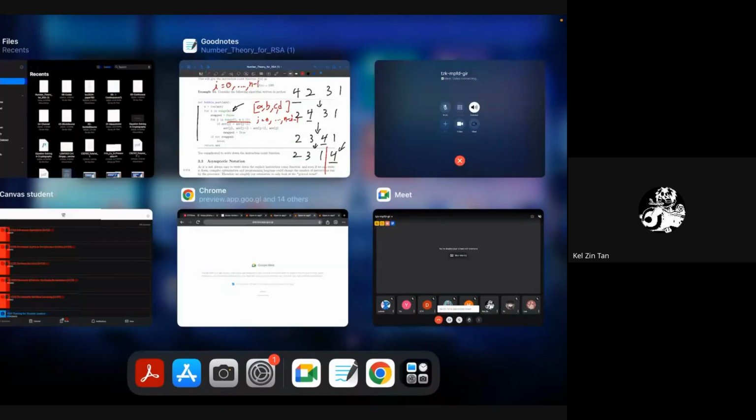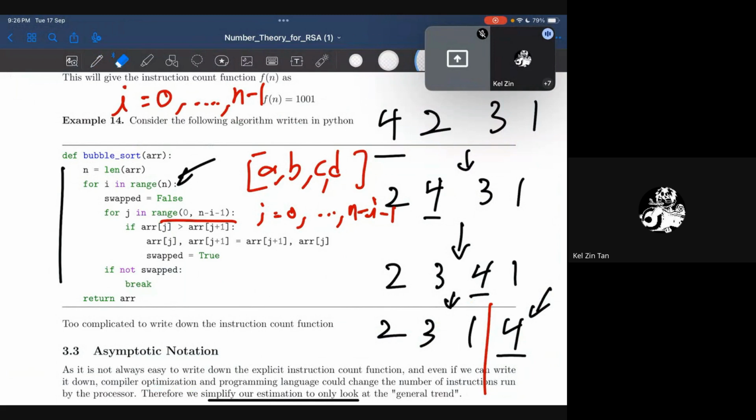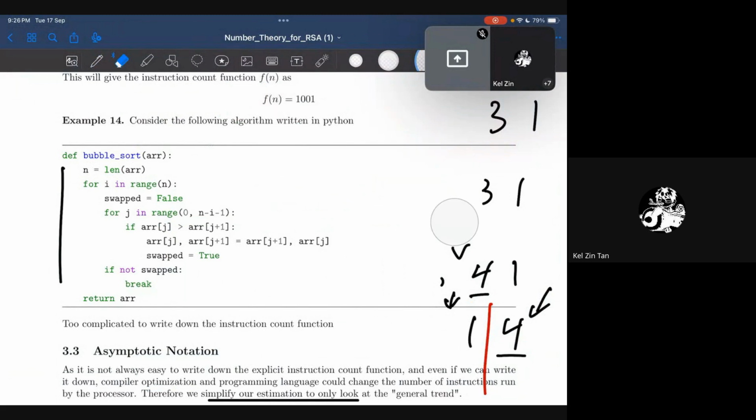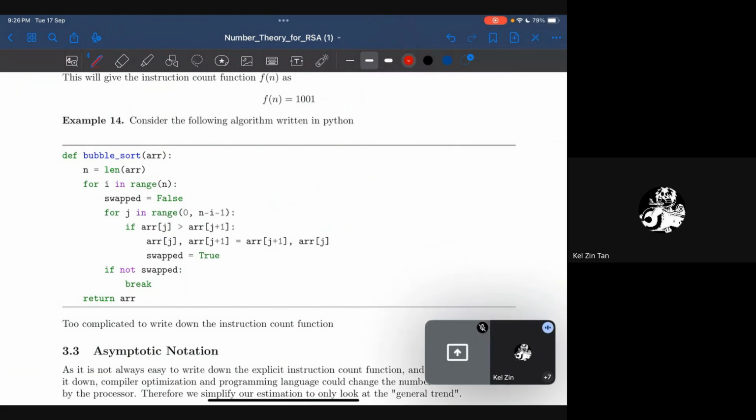Yeah, nice. So now let's try to analyze the runtime of this algorithm. How do we do it? If we want to actually write down the f(n), we need to consider a lot of cases. There are many different types of arrays, and different arrays will give different runtimes. Explicitly writing down f(n) is extremely difficult, because you have to account for all the cases.